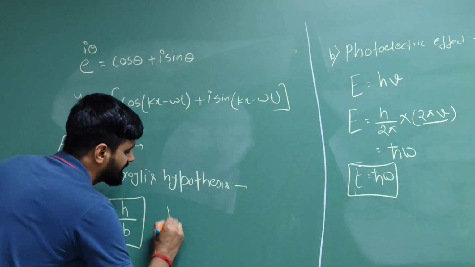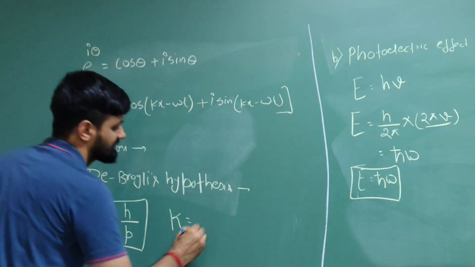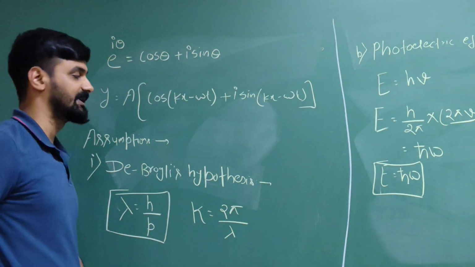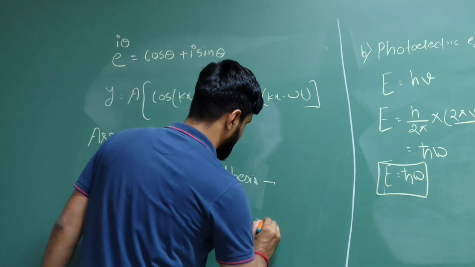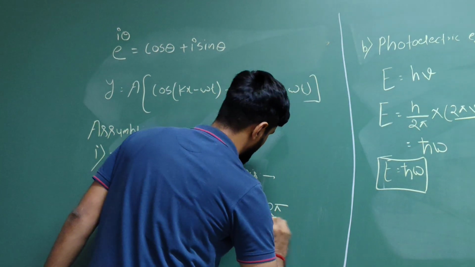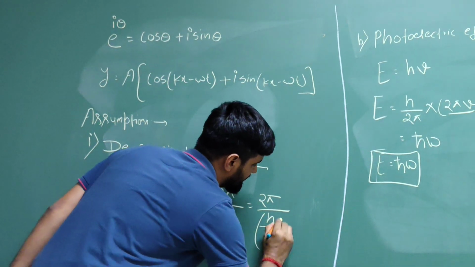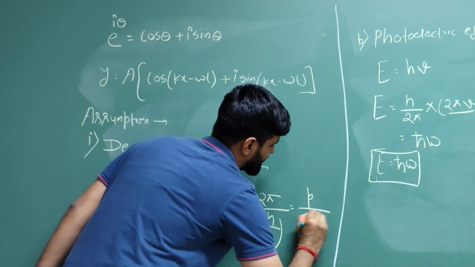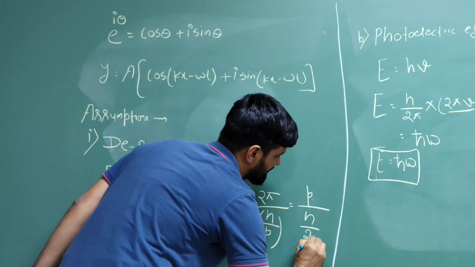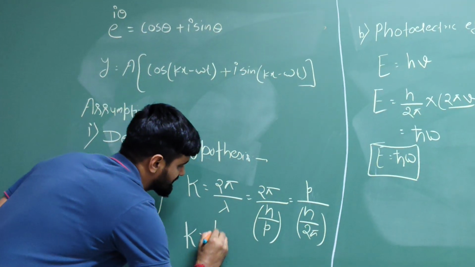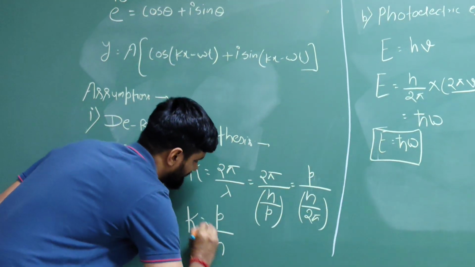And from here we know that lambda equals h by p. Okay. And from here we can say that the wave number is equal to 2 pi by lambda, where k is the wave number, right? So now we will substitute the value of lambda. Lambda is equal to h divided by p, so that can be written as p divided by h by 2 pi. So the value of k can be written as p divided by h cut.